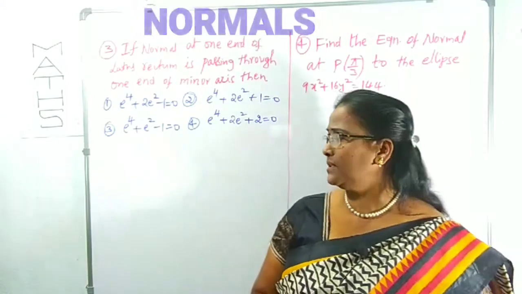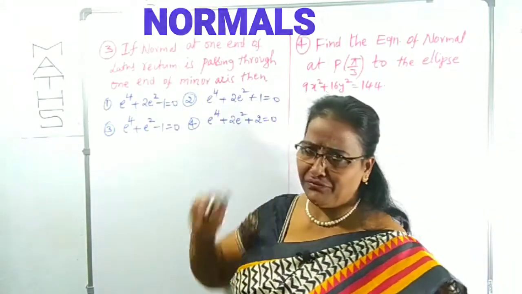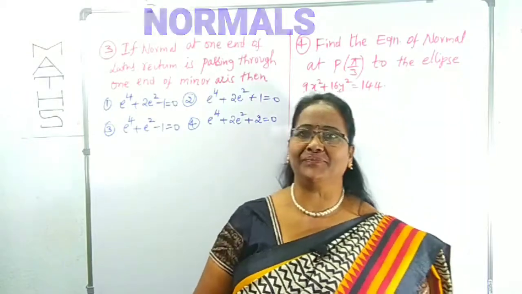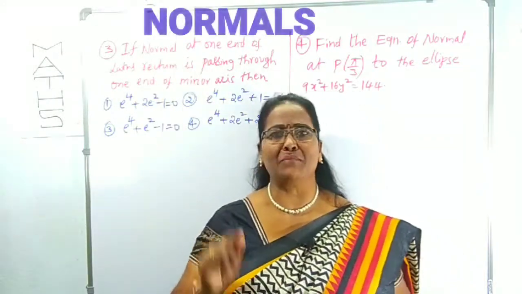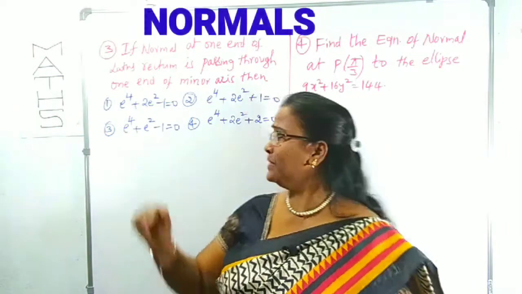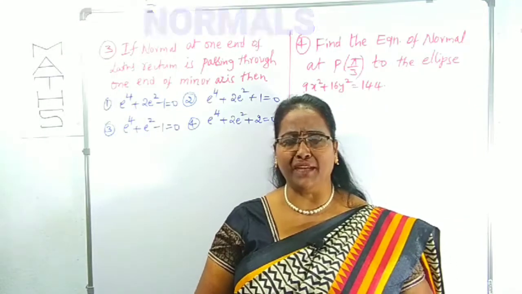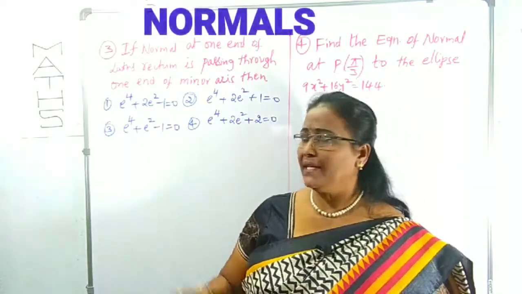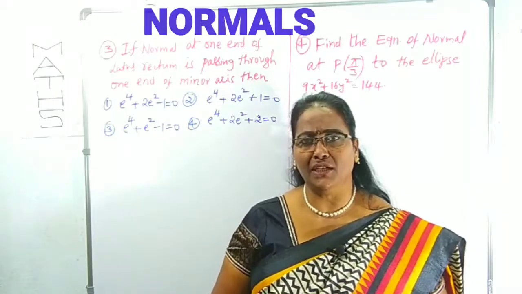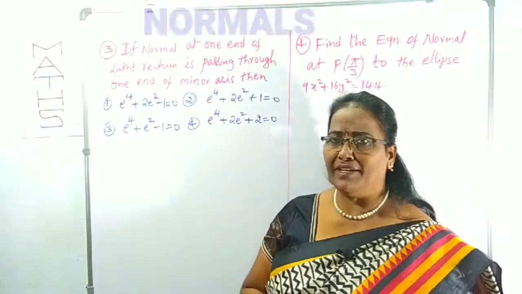Yes, we can concentrate on the next two questions, question number 3 and 4. What is question number 3? If the normal at one end of the latus rectum is passing through one end of the minor axis of the ellipse, then it asks for a result, where e is the eccentricity of the ellipse. The conic means the ellipse. This is the given data.